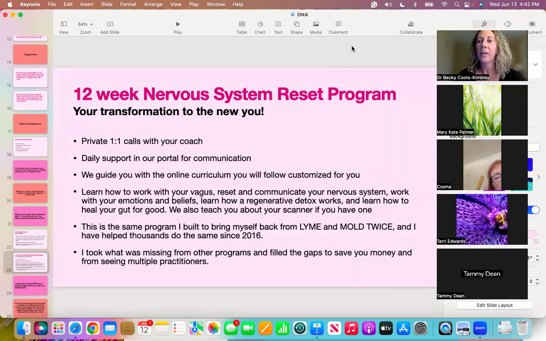And again, having the tools to know, where do I need to start? Is this a priority? Which infection do I kill first? What do I need to build first? All of that is based off of that template that we teach in DNA. We will teach you how to work with your vagus and reset your nervous system. Maybe you're someone who's stuck in fight or flight and switched, and you just do not know how to get yourself out of that.